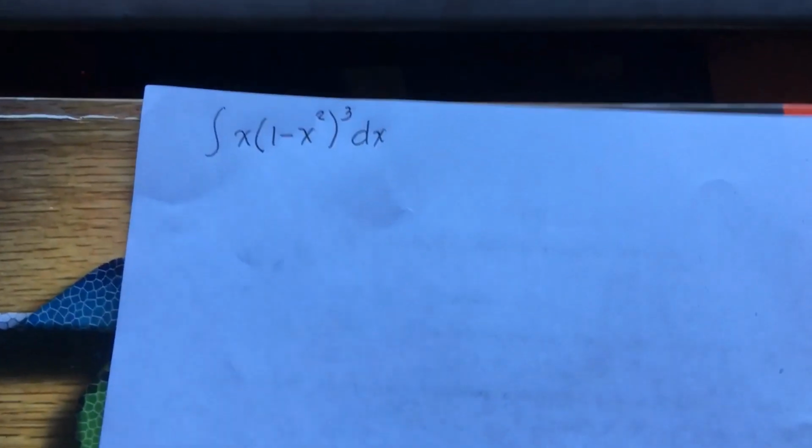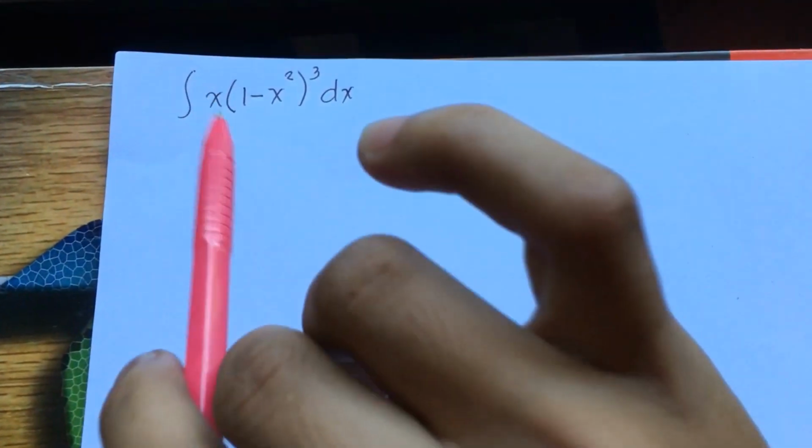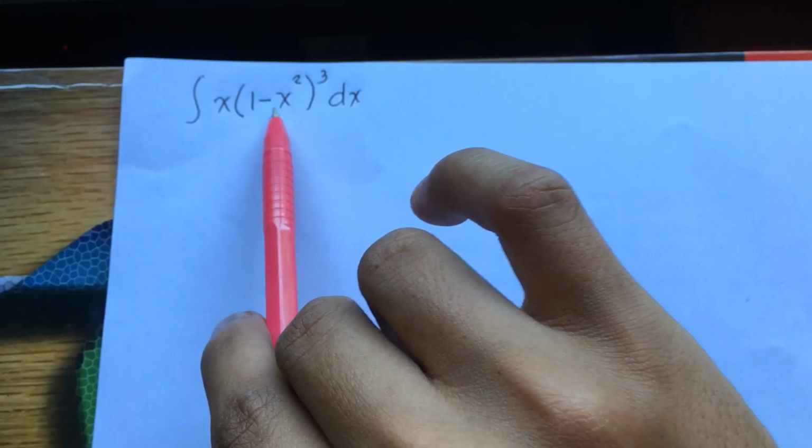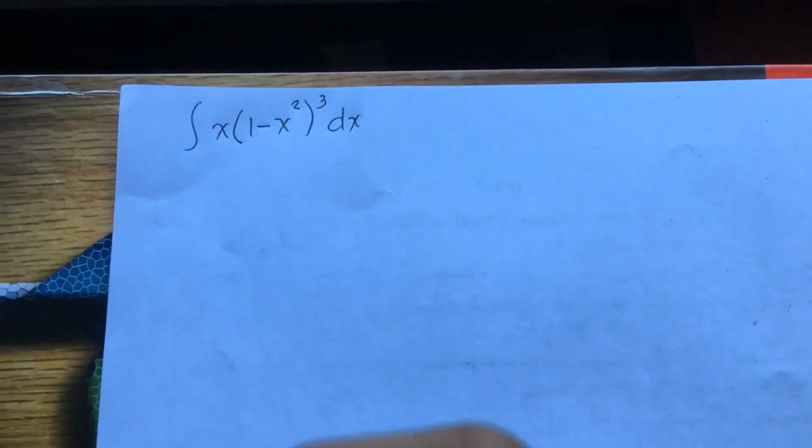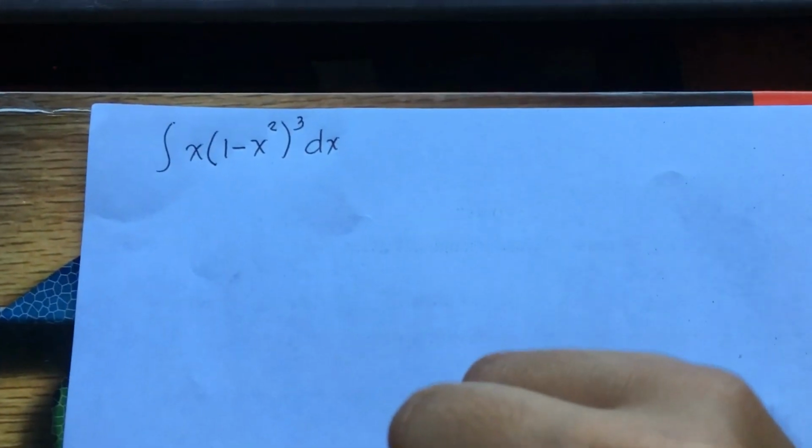Let's have another example of integration by parts. We now have the given x times 1 minus x squared raised to 3 dx. It is somewhat complicated. You cannot use the basic or fundamental rules directly. It is not straightforward, so we are going to use this method, integration by parts. What is our first step?